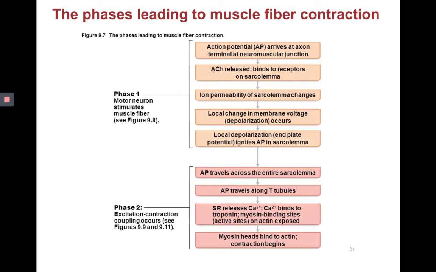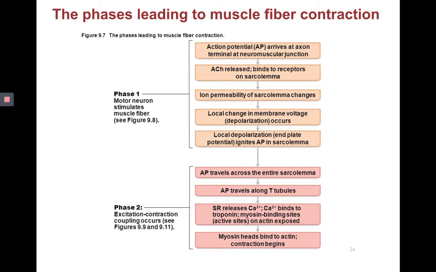During phase 1, we know we're getting the action potential to go from the motor neuron to the muscle fiber. To do this, the action potential, the electrical signal, has to arrive at the end of the axon. The axon is the long process off a neuron. And when it gets to the end of the axon, it goes into axon terminals, which are branches found at the end of an axon.